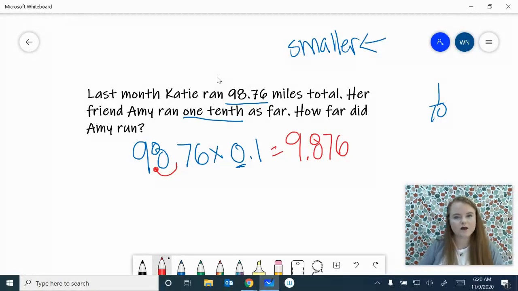So I hope you understood the 1/10 of. We're going to get some practice in, and then we're going to work together through your Go Math page, and I'll let you know what page it is when we get there.